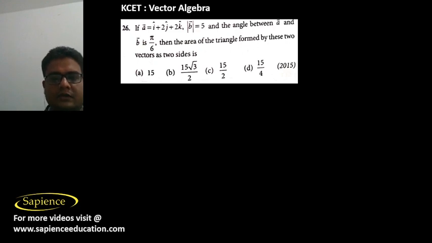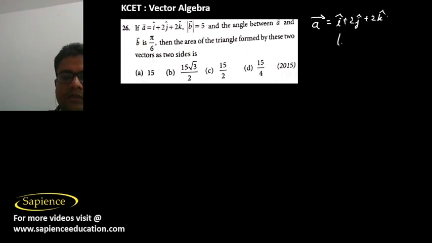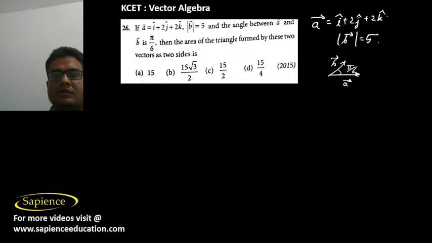Question number 26. It is told, if A vector is I cap plus 2j cap plus 2k cap, magnitude of B is equal to 5, and the angle between A vector and B vector is pi by 6, then find the area of the triangle formed by these two vectors as two sides.